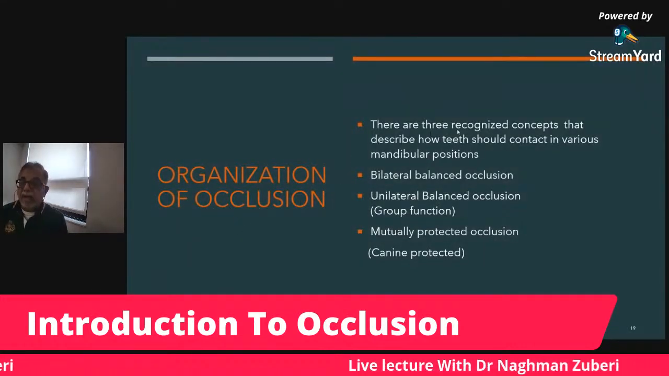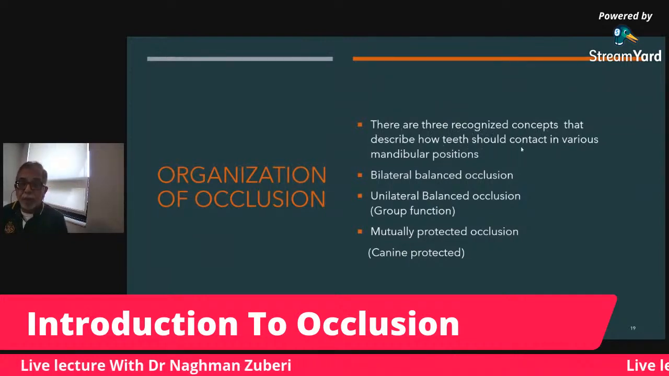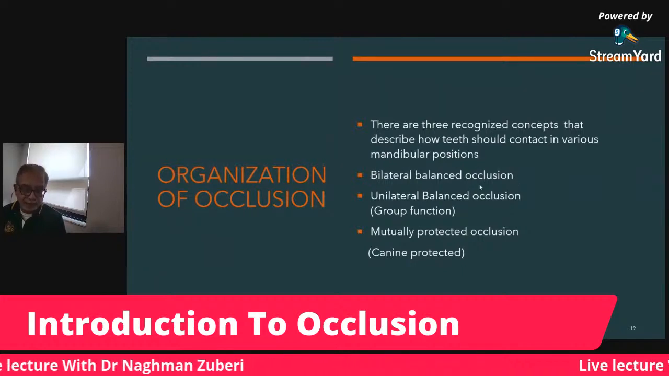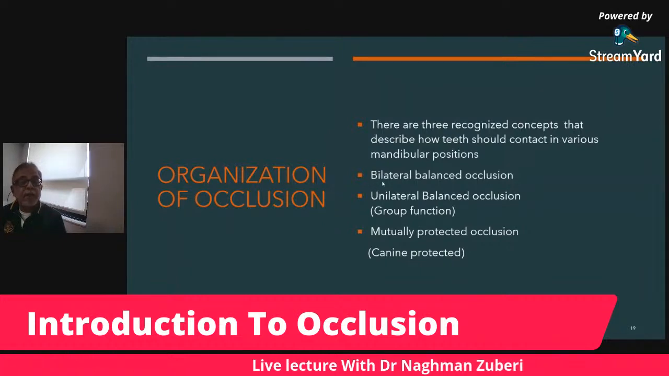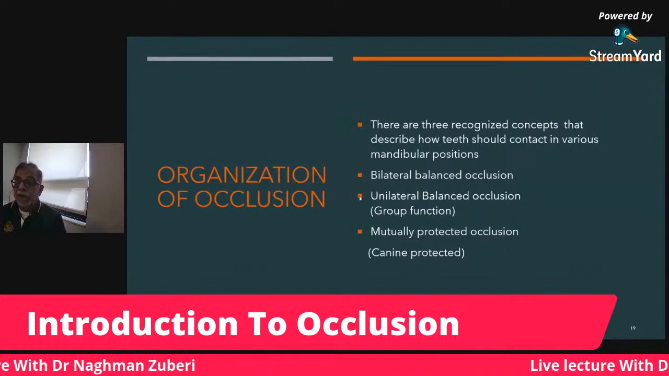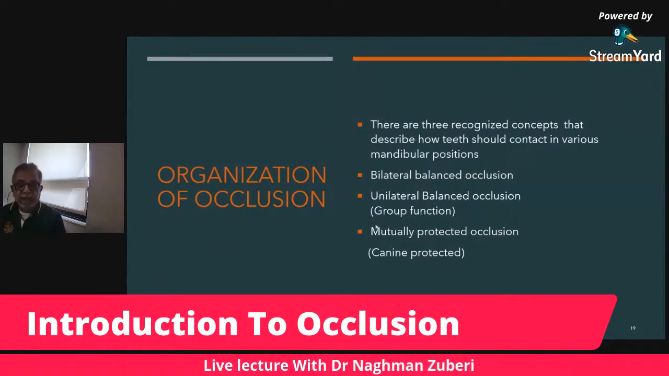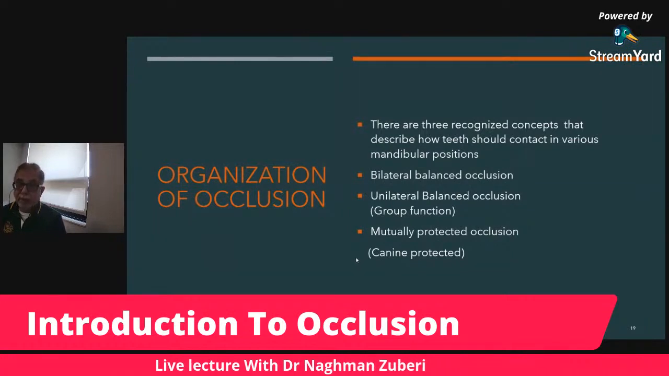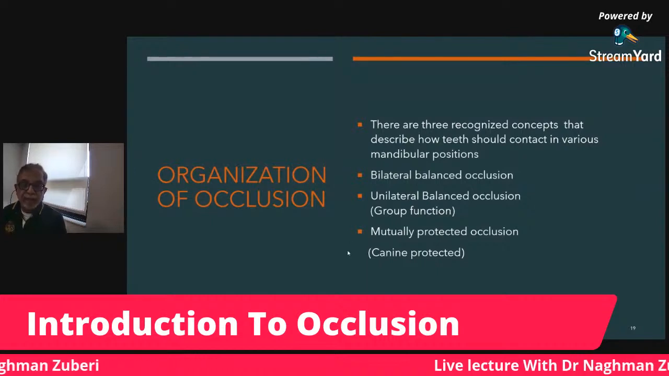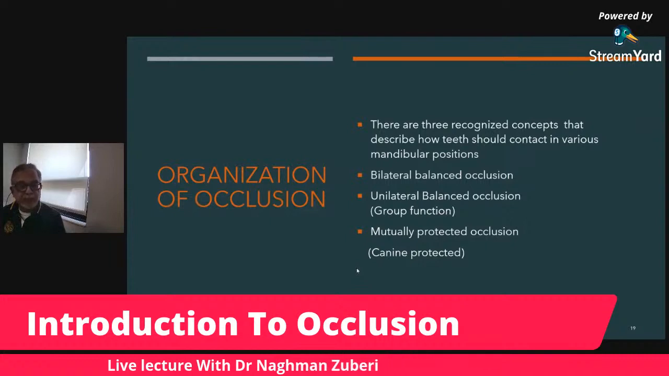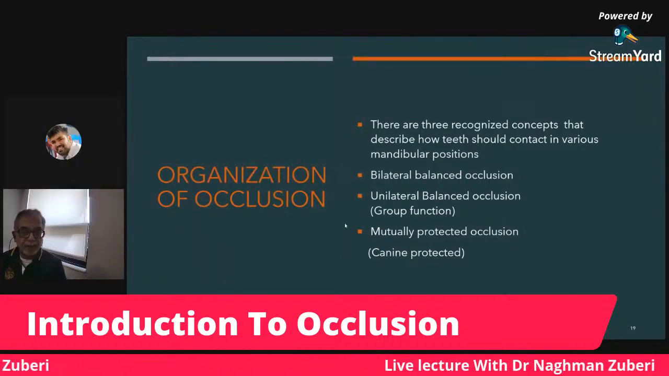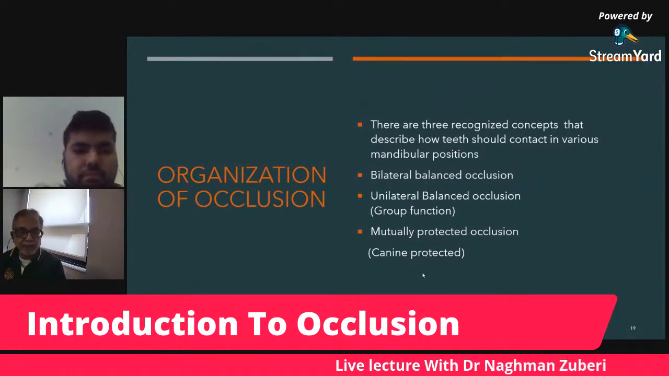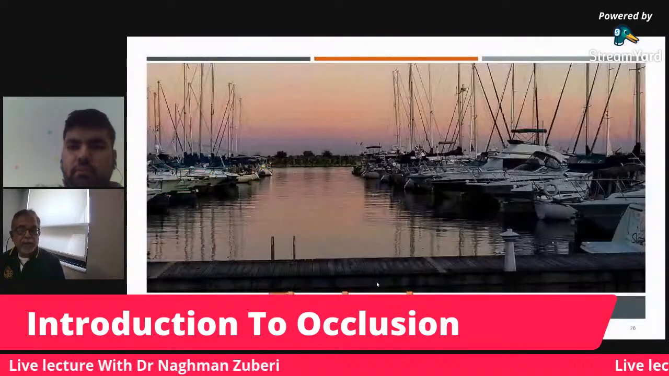Organization of occlusion. There are actually three recognized concepts that describe how teeth should contact in various mandibular positions. Bilateral balanced occlusion, that we try to achieve in complete dentures or in very long span RPDs. Unilateral balanced occlusion, that is group function, and the mutually protected occlusion, that is canine protected. We will discuss these three concepts in our next lecture, inshallah. We will meet again next Monday and go into detail on these three points, and it will help you in understanding these different types of occlusions. So hopefully you have enjoyed today's lecture.